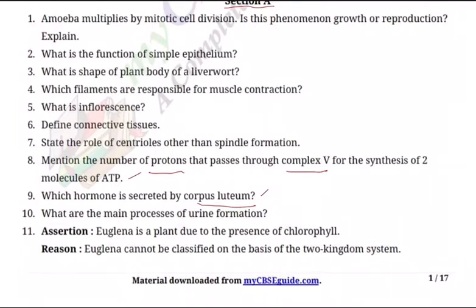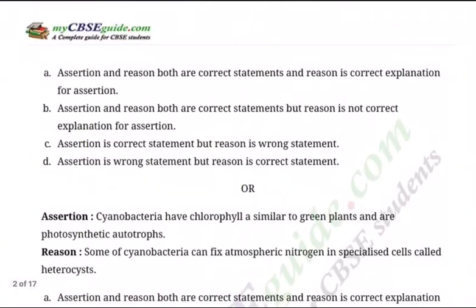And question 10. What are the main processes of urine formation? Of course, here you may be tempted to write a lengthy answer, but restrict your answer only to the main processes. Question number 11. Assertion: Euglena is a plant due to presence of chlorophyll.